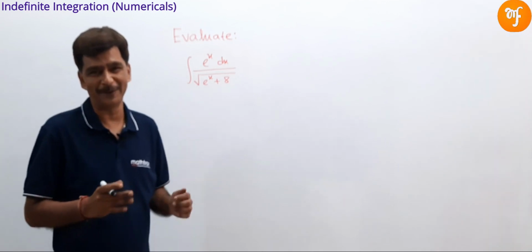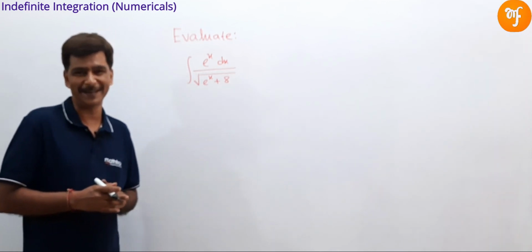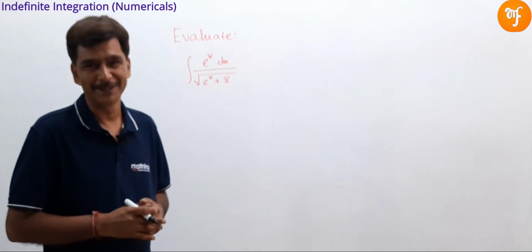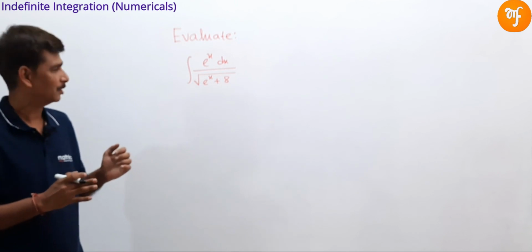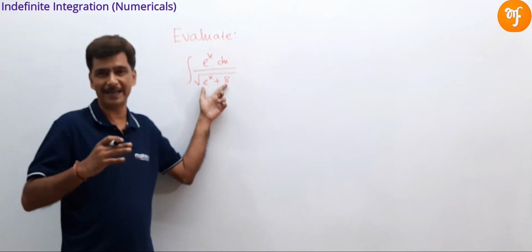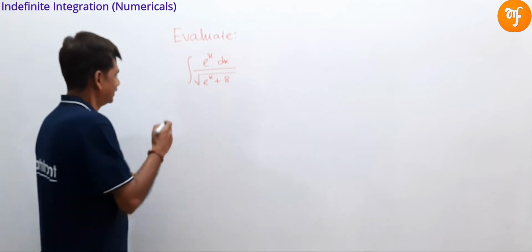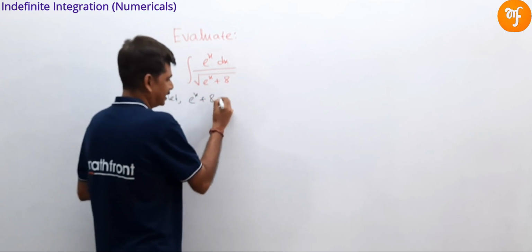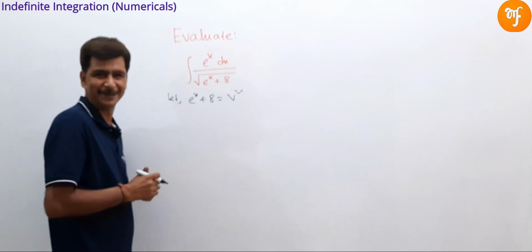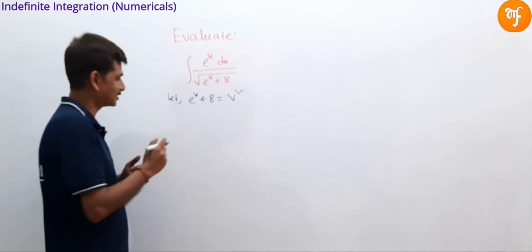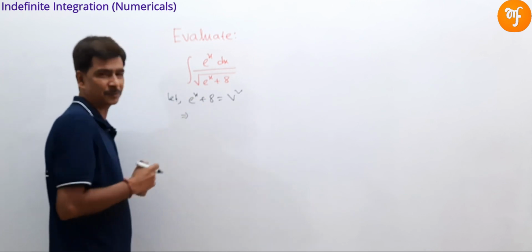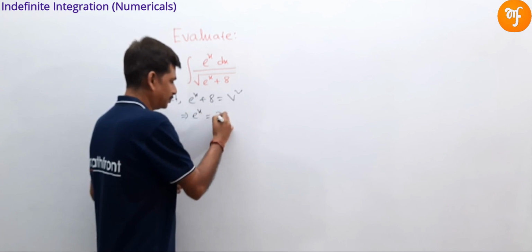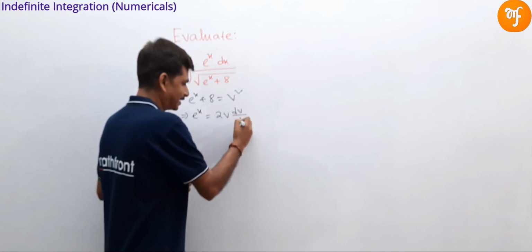So friends, come to another question, that is the integration of e to the power x dx divided by square root of e to the power x plus 8. To solve this numerical, first of all, we will assume e to the power x plus 8 as v square. So let e to the power x plus 8 is equal to v square. Now differentiating both sides with respect to x, we get d/dx of e to the power x plus 8, which is e to the power x, equal to 2v into dv by dx.